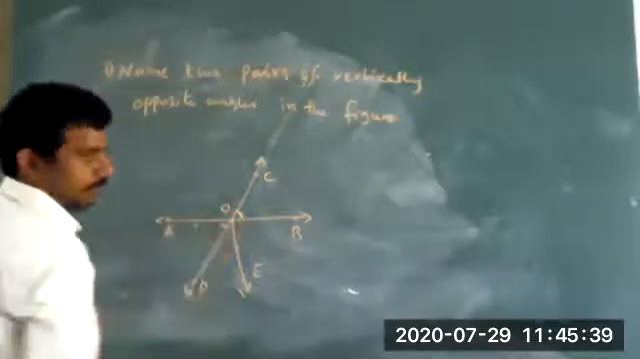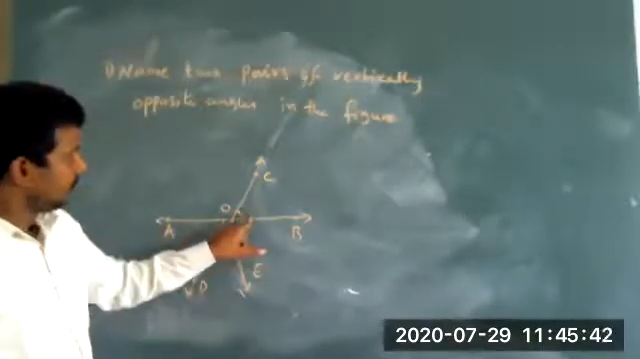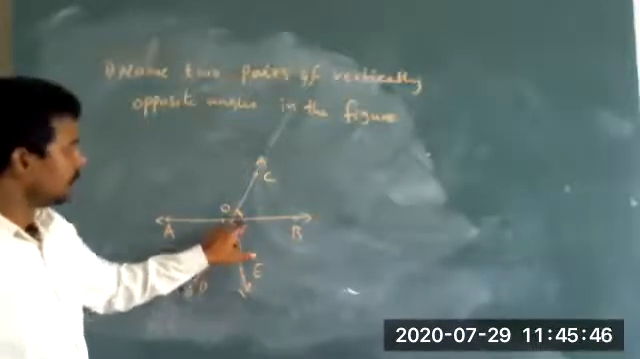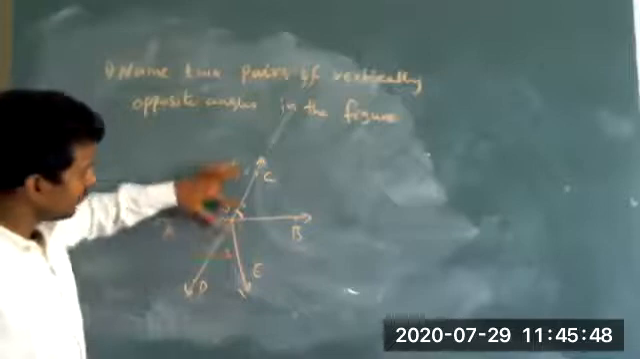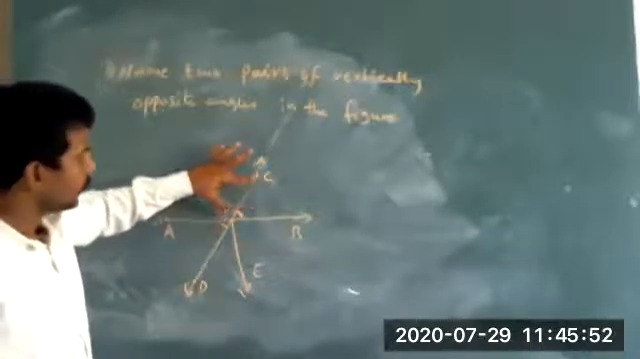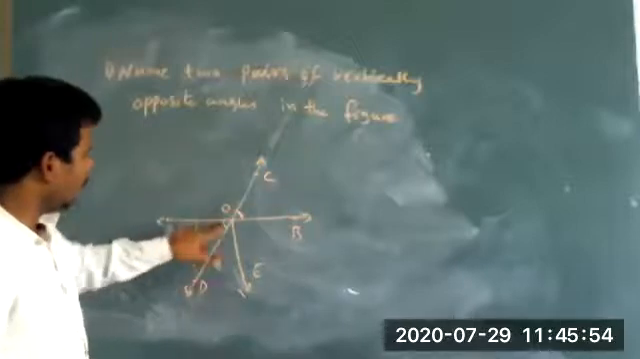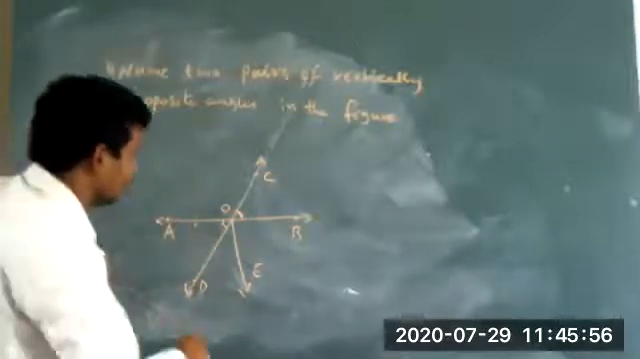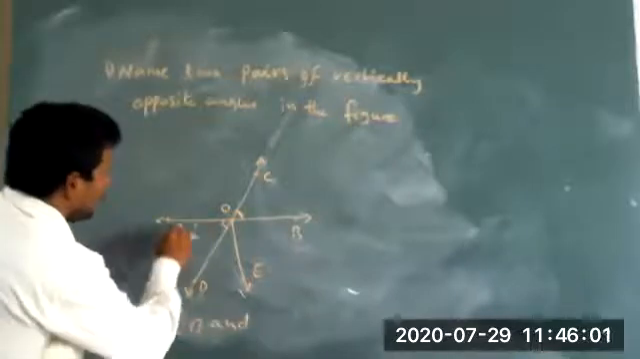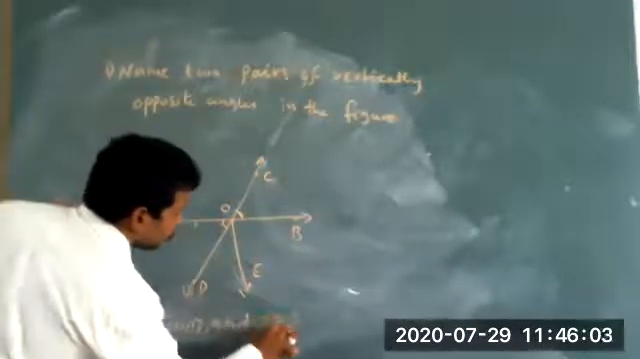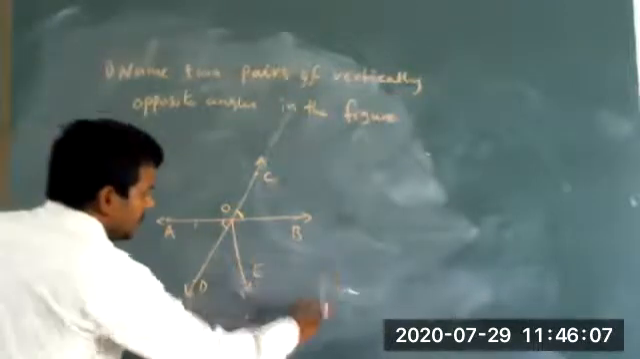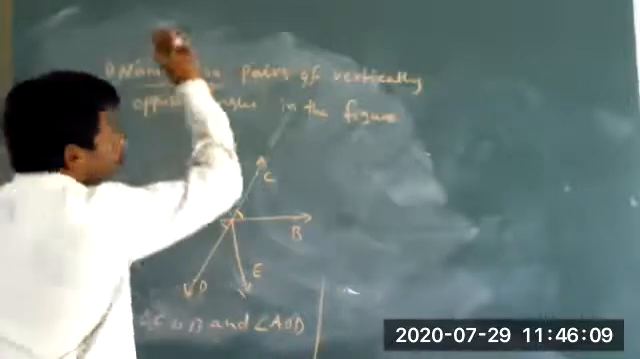These two are vertically opposite angles, this angle and this angle, not this one. Why? Because these two are not vertically opposite angles. Vertical means opposite angles. So angle COB and angle AOD are vertically opposite angles. This is one pair. Here they are asking how many pairs, children?